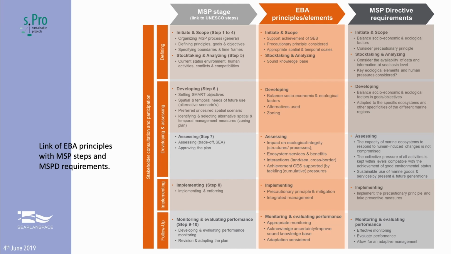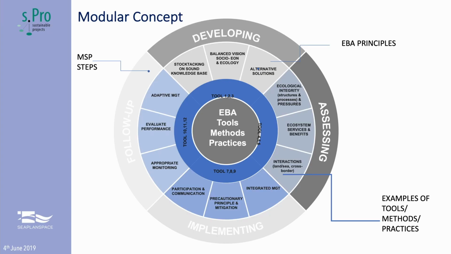When you then assess the various options, an ecosystem-based approach is always looking for the impact on ecological integrity, the ecosystem services, as well as the various interactions for land, sea and cross-border. And this is, of course, reflected in the MSP directive. Here we could go on, but you see that these principles are part and parcel of a good MSP process. This is visualized very shortly in this cycle, where you can see that the MSP steps, as we have shown before, going from developing to assessing towards implementation and then follow up, are aligned with the various steps of the EBA principle.